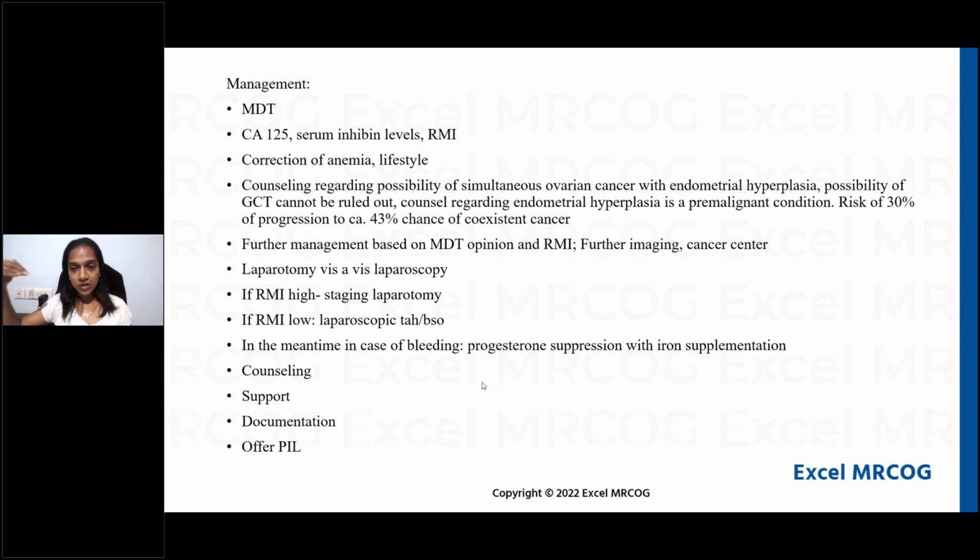Again, MDT is also an important point under safety. Saying these points like counseling, support, elaborating on the risk of cancer, etc., again would be safety as an applied clinical knowledge. So, since there were points that were missing here, like need to evaluate RMI, CA 125, I would give you a 1 on applied clinical knowledge and 1 on safety. So that is how your marking scheme would be. All right, is that clear? Yes.